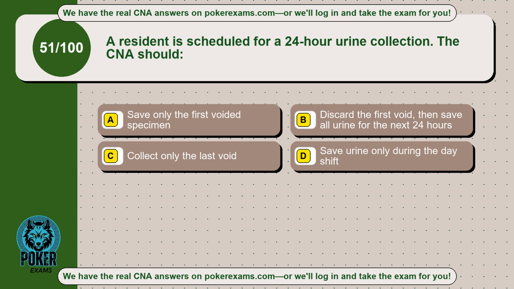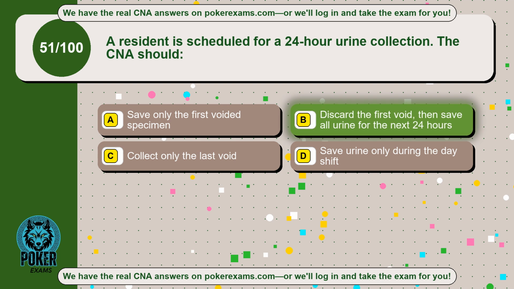Question 51. A resident is scheduled for a 24-hour urine collection. The CNA should: Option A, save only the first voided specimen. Option B, discard the first void, then save all urine for the next 24 hours. Option C, collect only the last void. Option D, save urine only during the day shift.